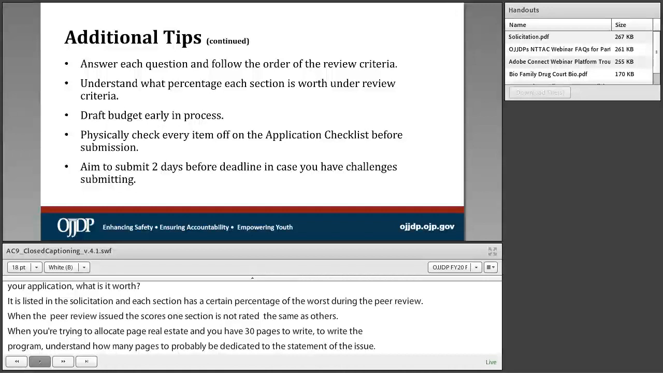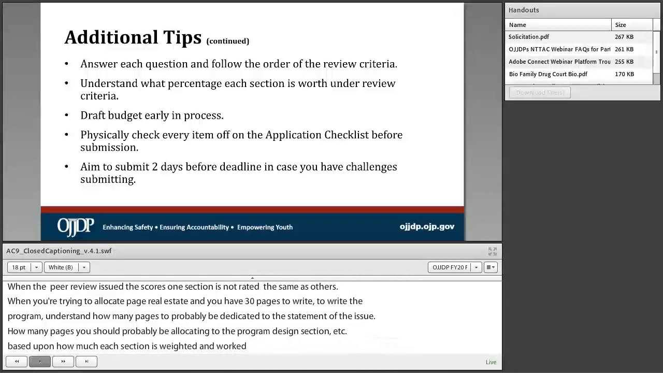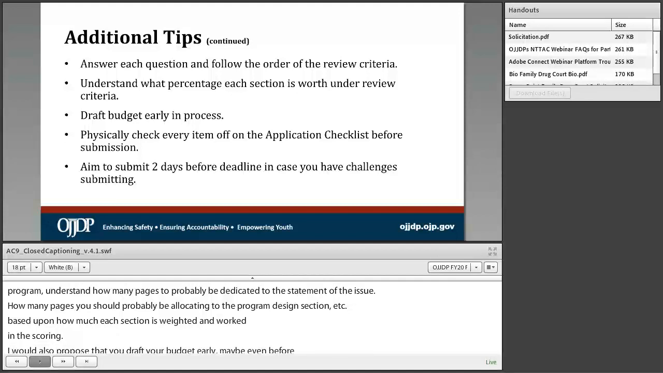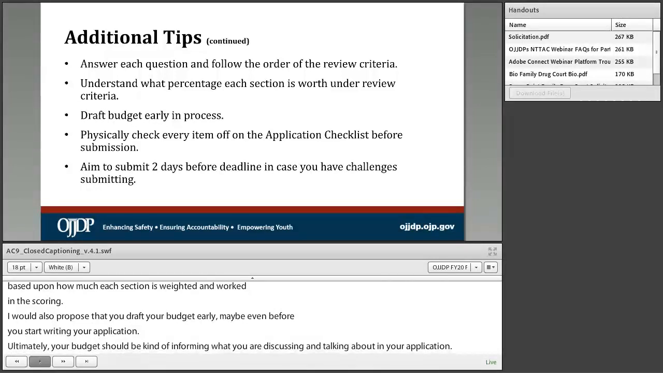I would also propose that you draft your budget early, maybe even before you start writing your application, because ultimately your budget should be informing what you're discussing and talking about in your application. Peer reviewers often will look at your budget and look at your proposal, the 30-page program narrative, and try to reconcile them. Does it make sense? What they've asked for in their budget, does it match and align with what they're proposing in their program narrative?